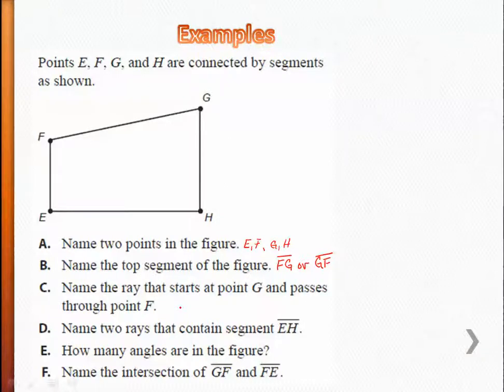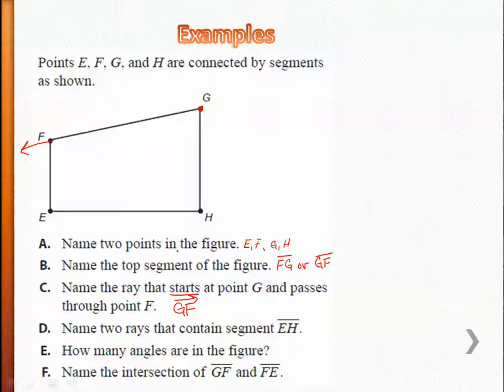Now part C says name the ray that starts. That's a key word because that is what tells us how to name the ray. Name the ray that starts at point G and passes through F. So since it starts at G, we're going to start out with G and then F. Now I know you don't see a ray in this picture, but you have to visualize it, and if you're not good at visualization, then make it a ray. See how I made it ray GF? I just put that little arrow on the end.